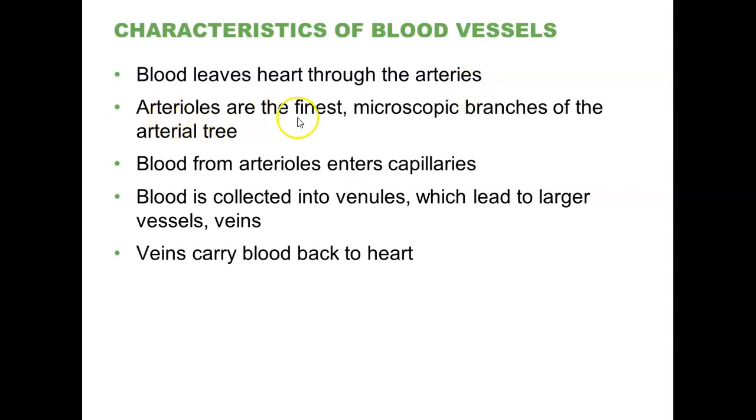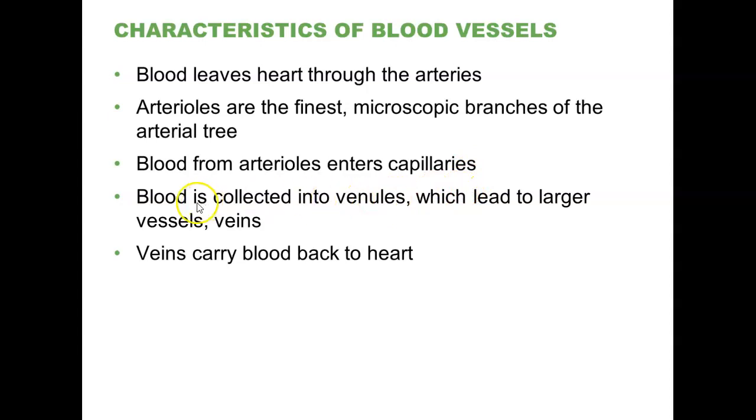Arterioles are the smallest of those arteries, because there's one big artery leaving the left ventricle, one big artery leaving the right ventricle. Those things branch and branch and branch and branch again as they distribute out into various organs of the body. And the finest of those branches is called an arteriole. And that arteriole opens up into a capillary web.